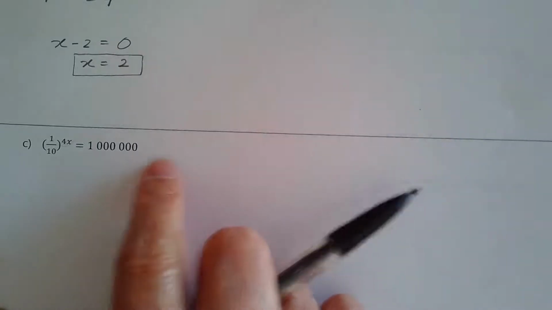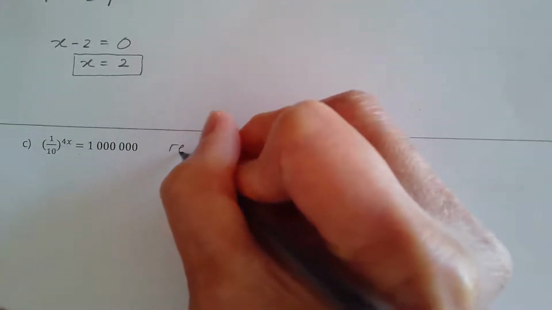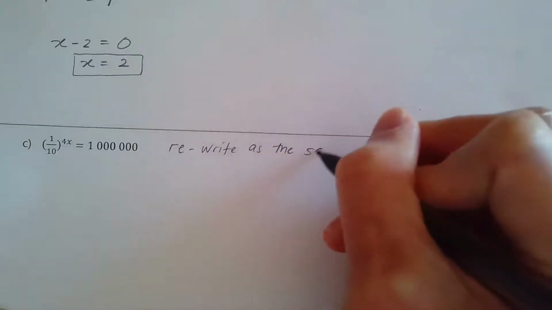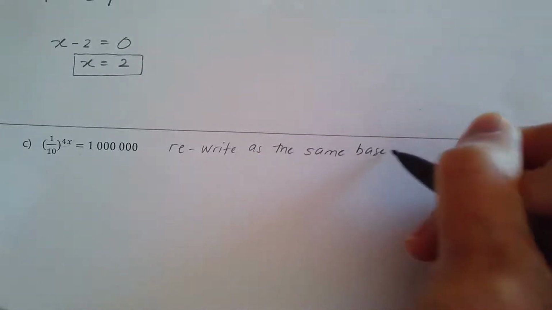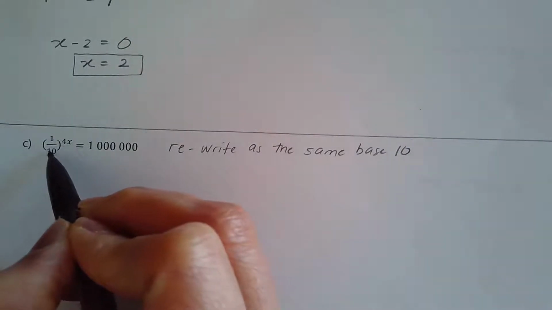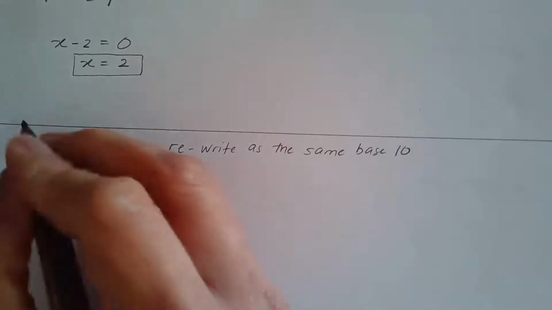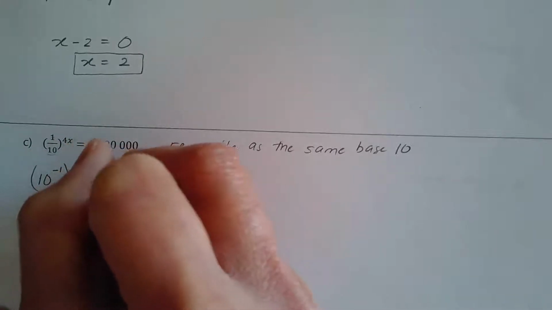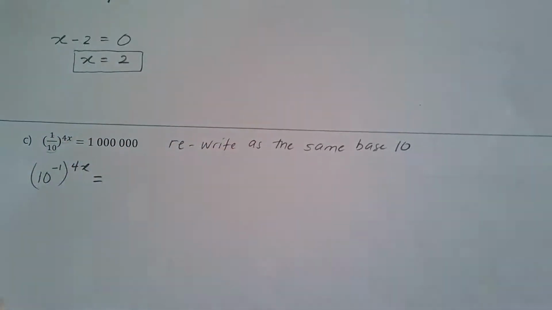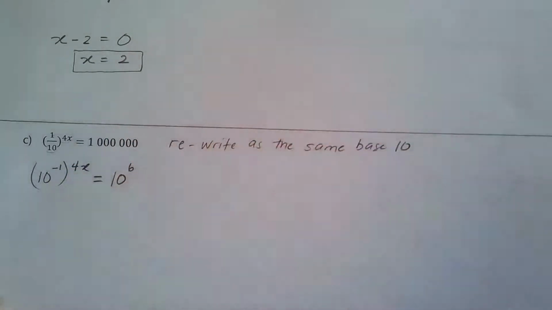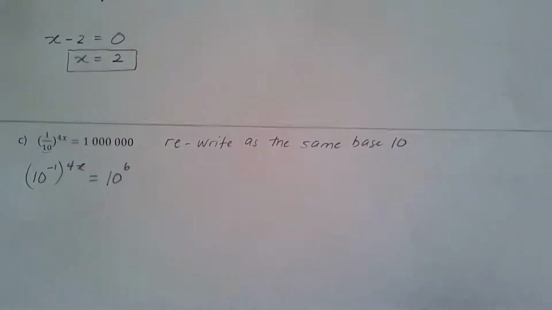Okay, so is there a way for us to write this as the same base? So we can rewrite it as the same base 10, right? This is 10. So how can we write that as the same base 10? It's 1 divided by 10, so that means this is 10 to the negative 1 to the exponent 4x equals a million. Now a million is the same thing as 10 to the sixth.